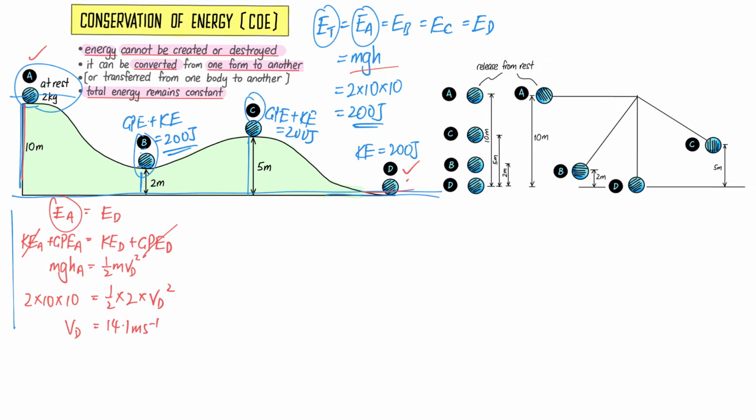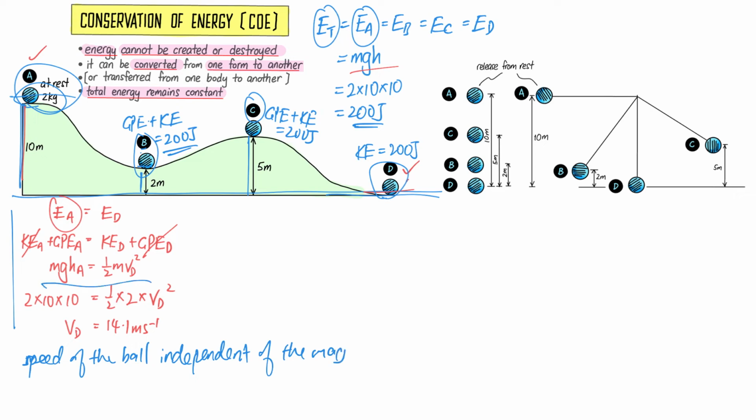Now, there's another advantage of presenting your working this way. When they ask you, does the speed of the ball at point D depend on the mass of the ball, which is 2 kg? For this scenario where there's no air resistance, no friction, the answer is no. So the speed of the ball, not just at point D, but at any point, is independent of the mass. And how do you show or prove it?